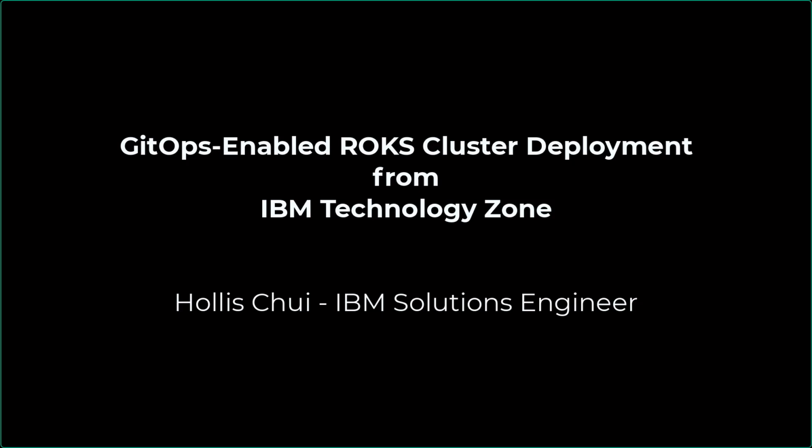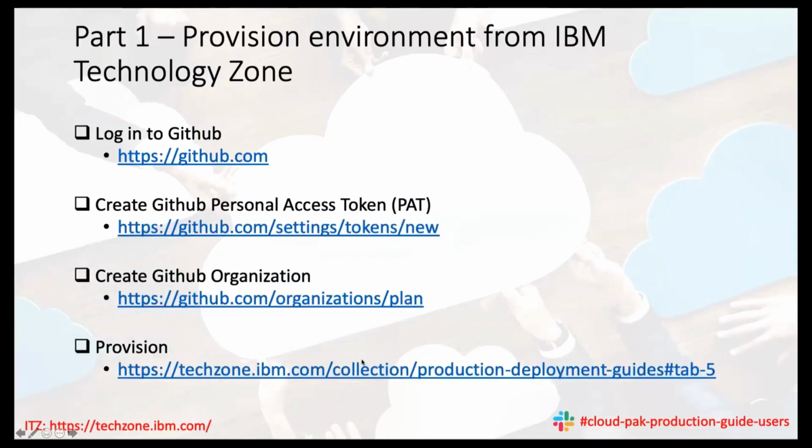All right, so the first part of the hands-on, we're going to look to provision an environment through TechZone. And so there are a couple of things that we do need to do beforehand, before we get there. One is to create a GitHub personal access token and create a Git org. So I'm going to go through this with you.